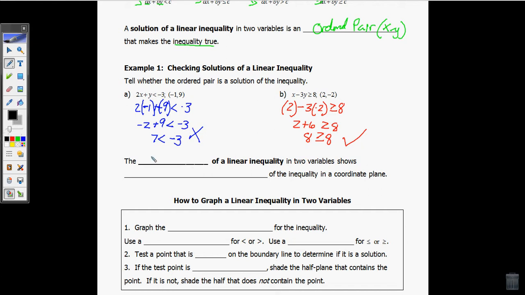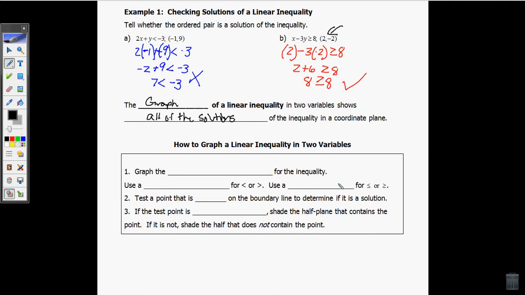The graph of a linear inequality in two variables shows all of the solutions of the inequality in a coordinate plane. So it's not just going to show me, okay, 2, negative 2 is a solution to this one. It's going to show me every single possibility for solutions. Alrighty. How do we graph linear inequalities in two variables?